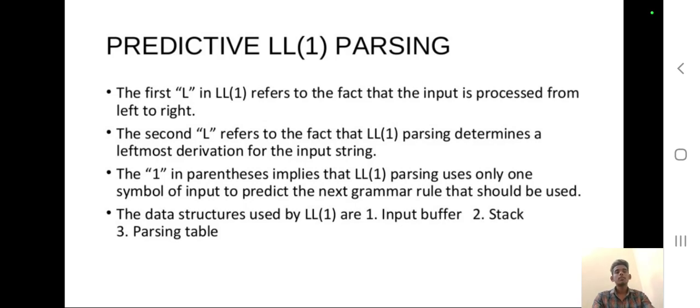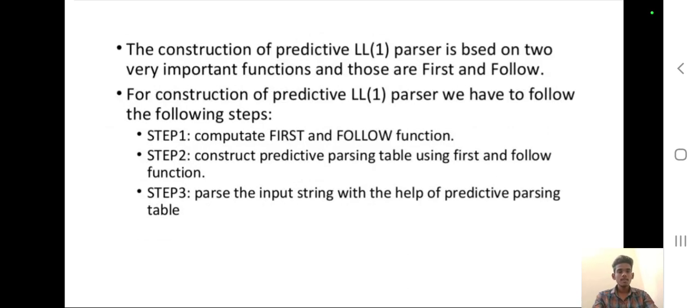Predictive LL1 parsing. The first L in LL1 refers to the fact that the input is processed from left to right. The second L refers to the fact that LL1 parsing determines a leftmost derivation from the input string. The one in parentheses implies that LL1 parsing uses only one symbol of input to predict the next grammar rule that should be used. The data structures used by LL1 are input buffer, stack and parsing table.